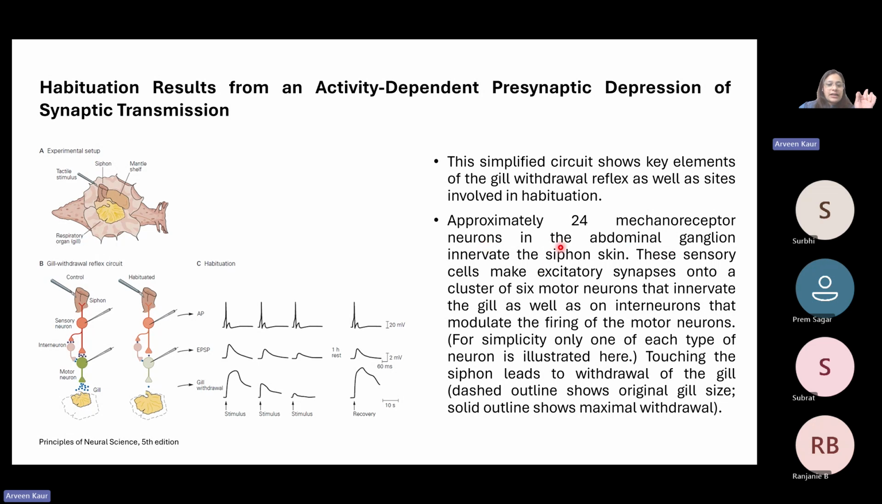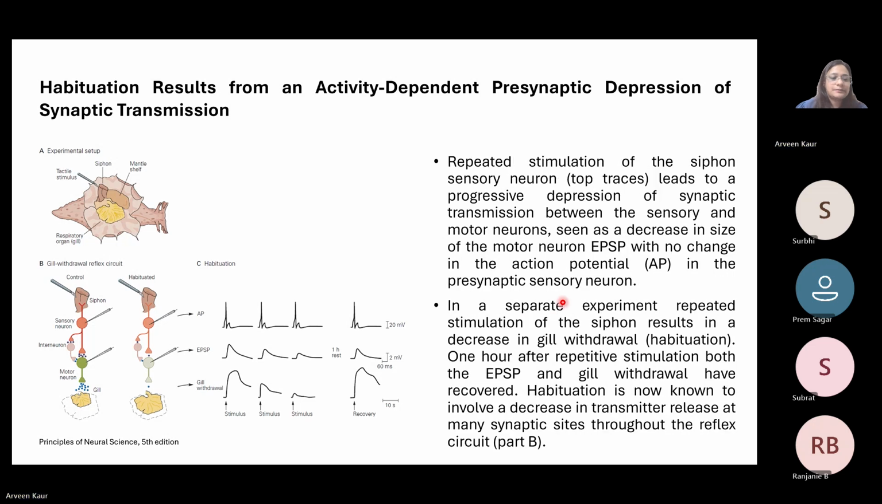Approximately 24 mechanoreceptor neurons in the abdominal ganglion innervate the siphon skin over here. These skin sensory cells make excitatory synapses onto the cluster of six motor neurons that innervate the gill, as well as on interneurons that modulate the firing of motor neurons. So over here and here, it will give an excitatory synapse, right? Touching the siphon leads to withdrawal of the gill like this, right?